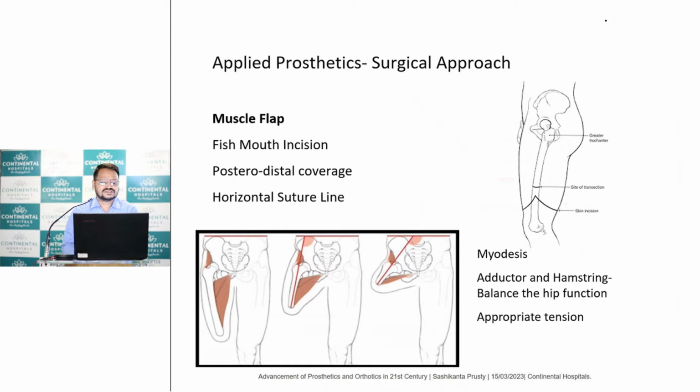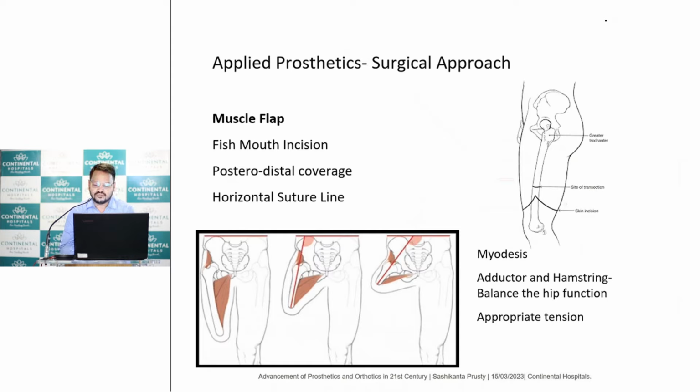Muscle clasps, fish-mouth incision, posterior distal coverage, horizontal suture line. In myodesis, the abductor and hamstring balance the hip function with appropriate tension. Proximal joint contracture is a very common problem that we see with amputation. When we are ready for the prosthesis, we find knee or hip contracture. If we manage this muscle tension, that also can be controlled in a better way.